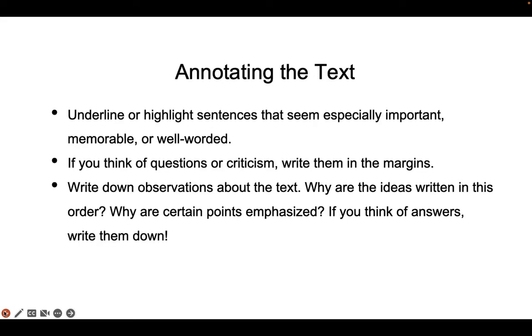Annotating the text. Annotating the text means marking it with your thoughts and reactions. Think of this as being in conversation with the text. It's best to do this with a paper copy if possible. Here are a few ways that you can do this. Underline or highlight sentences that seem especially important, memorable, or well-worded. If you think of questions or criticism, write them in the margins.